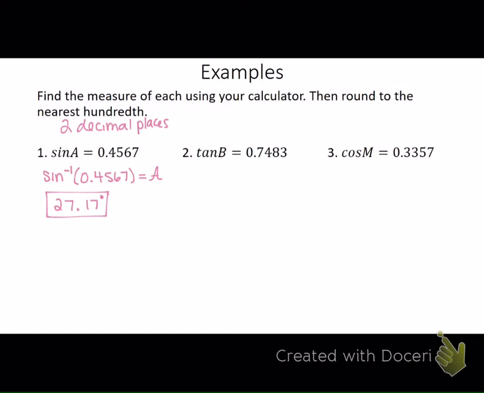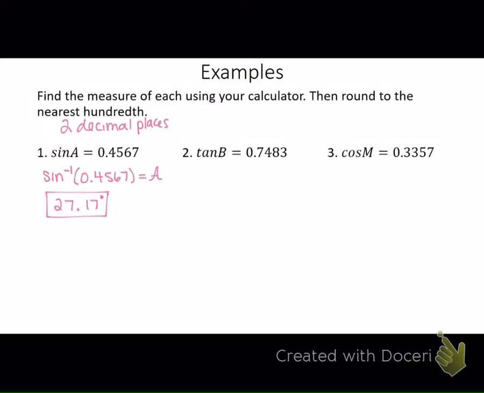Why is there a little dot above 17? That's a degree symbol. So yours is there, you're going to have to use shift. So you'll do shift, sine, and then you do 0.4567, and then hit enter. Okay?